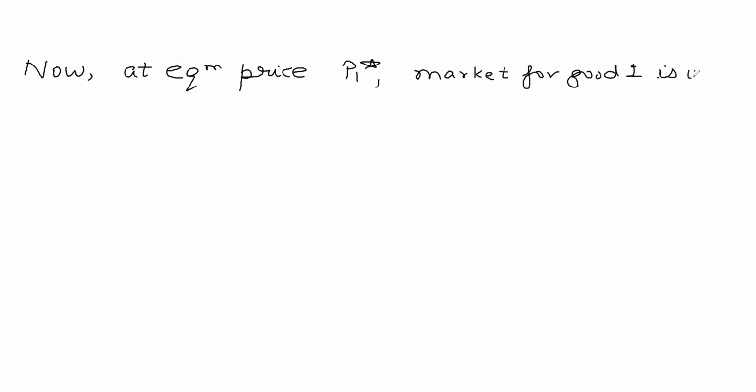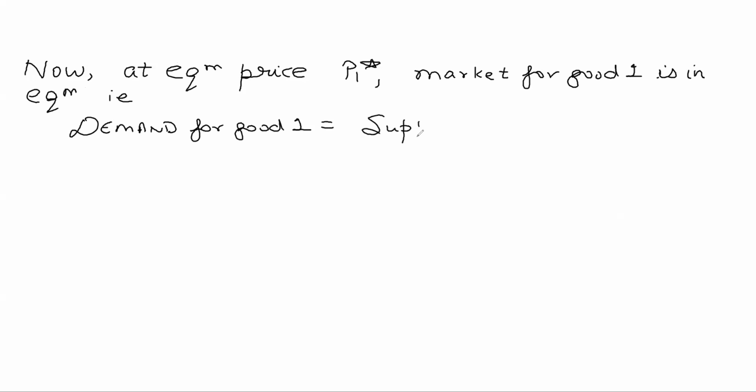Market for good one is in equilibrium. When I say market for good one is in equilibrium, it means what? It means demand for good one is equal to supply of good one. Correct? The equilibrium happens only when demand is equal to supply.